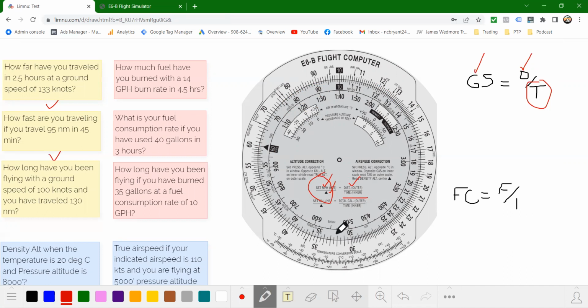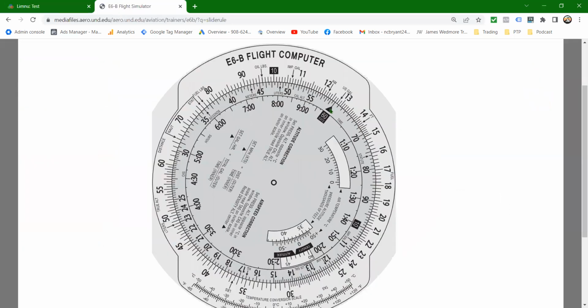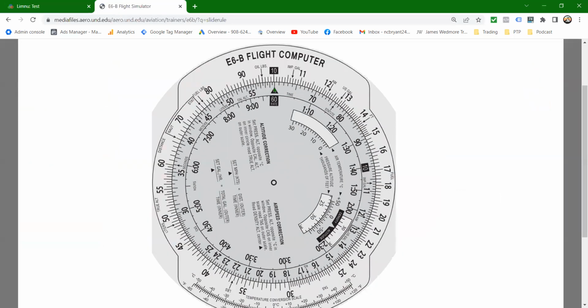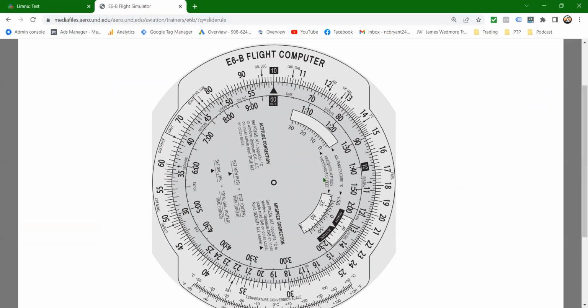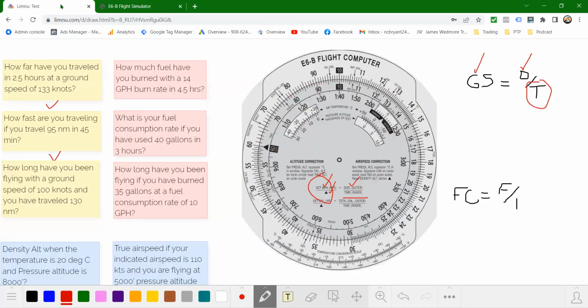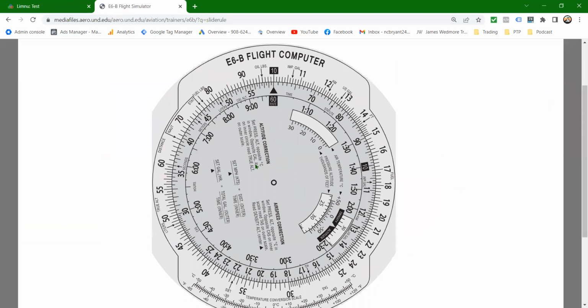So we have ground speed of 100. Let's match 100 with our triangle. So here's our triangle. We match it with the 10. Remember, because the 10 for ground speed, that 10 means 100. And then now we've traveled 130 nautical miles. Distance is on the outer scale. It says it right here. You just refer to that. So we want to read underneath 130 nautical miles, the time. So we look for 130.